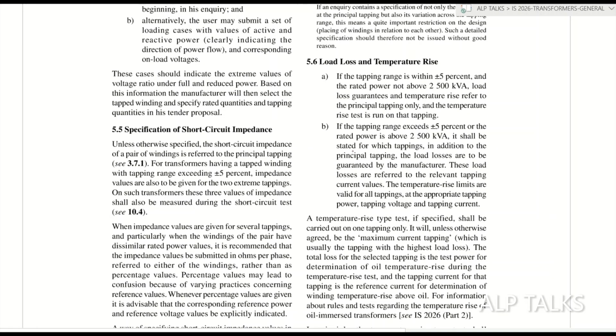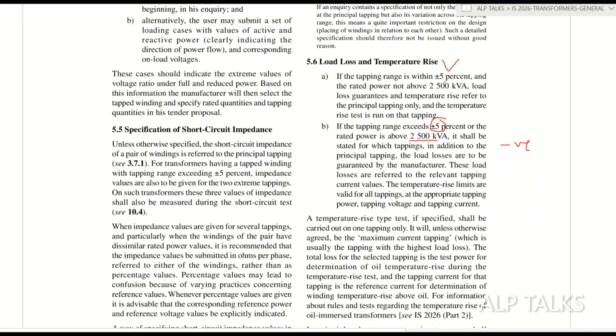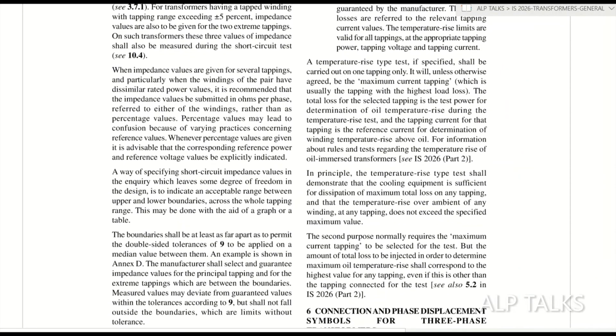Here, load loss and temperature. Whenever we are doing the temperature rise test, generally plus or minus 5% taps are there up to 2500 kVA. If it is more than 2500 kVA, the negative amps are more, so we should do the temperature test at the negative tap only. If it is plus or minus 5% at or below 2500 kVA, the rated tap is okay for doing the temperature rise test. That is the discussion here.